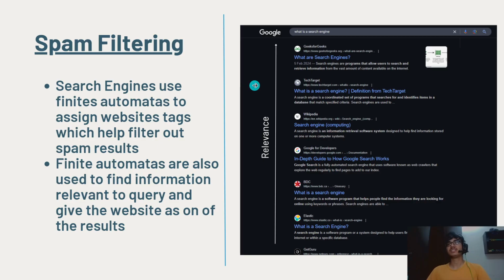And spam filtering is about eliminating websites or information that is not relevant to the query and only giving relevant information about the query. So you use finite automatas as these are really fast when it comes to matching words or finding keywords or finding tags of a website. So finite automatas are used to find information relevant to query and give the website as results. So this is also a reason why you see most relevant websites at the top and least relevant websites at the bottom.